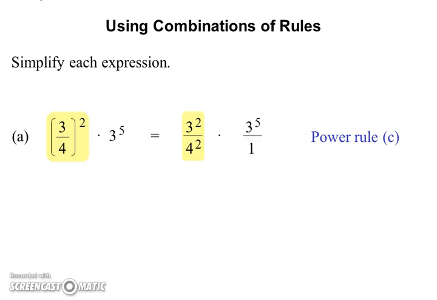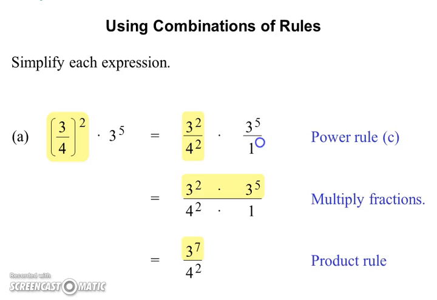So look at 3 to the second times 3 to the fifth. We add the exponents, and similarly 4 squared times 1 will just be 4 squared. So 3 to the second times 3 to the fifth, 2 plus 5, we get 7. So it becomes 3 to the seventh all over 4 squared. And that will be our final answer.